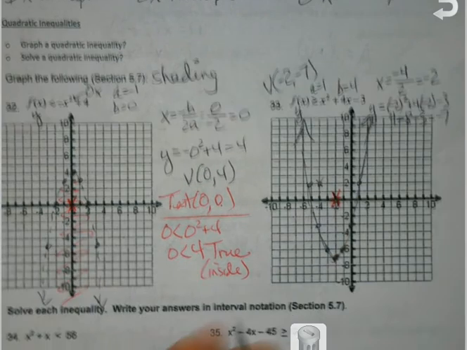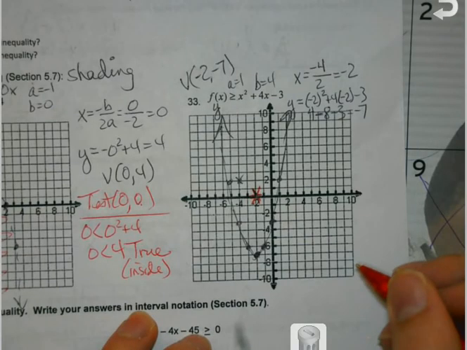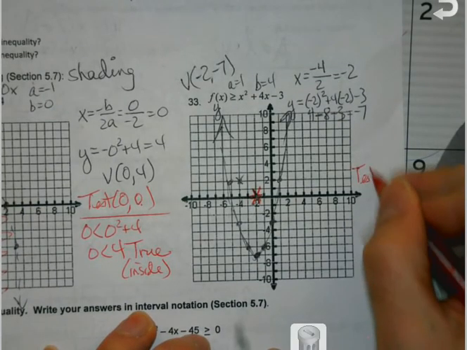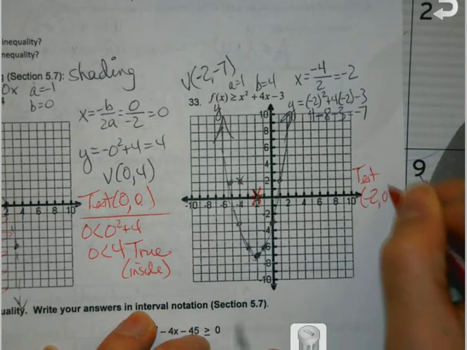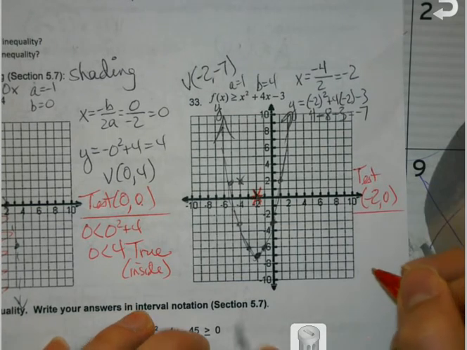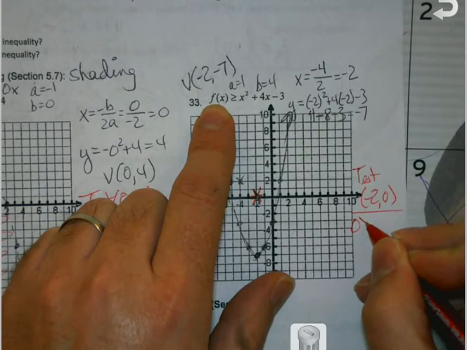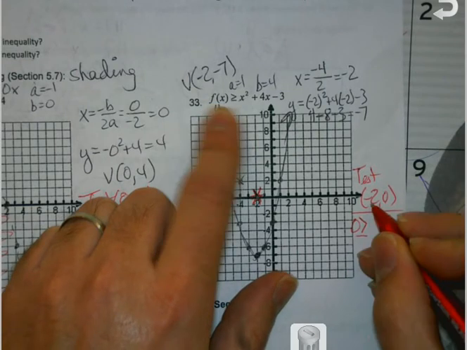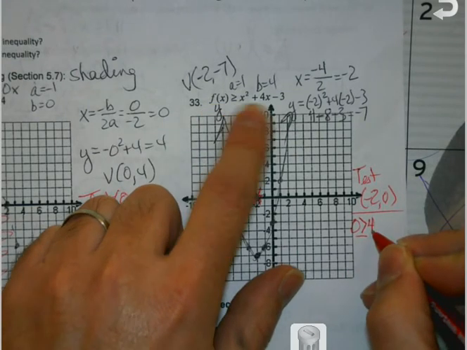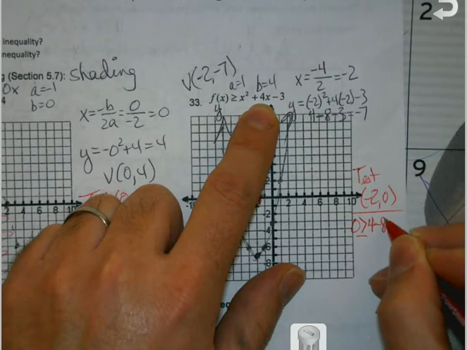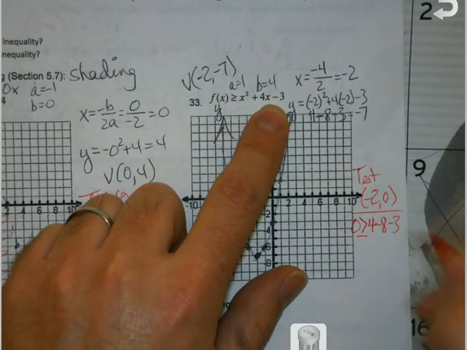Again, I want to use a point that's somewhere towards the middle. I don't want to pick the point that's right near the edge here. So I'm going to happen to use negative 2, 0. So my y value is 0. It's greater than or equal to negative 2 squared is 4. 4 times negative 2 is negative 8. Minus 3.